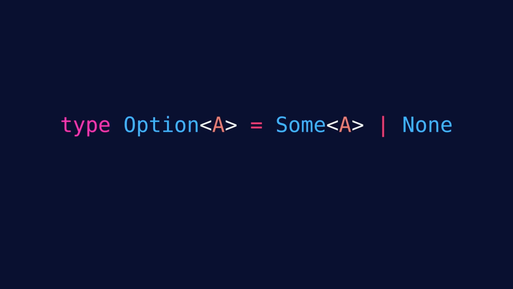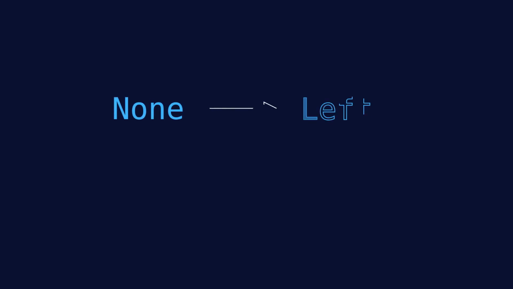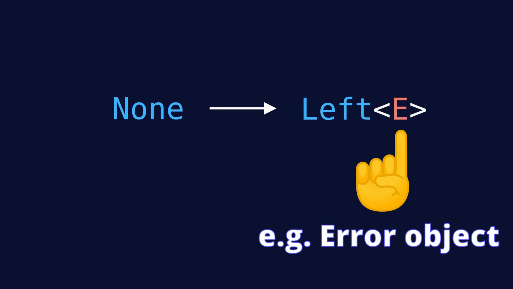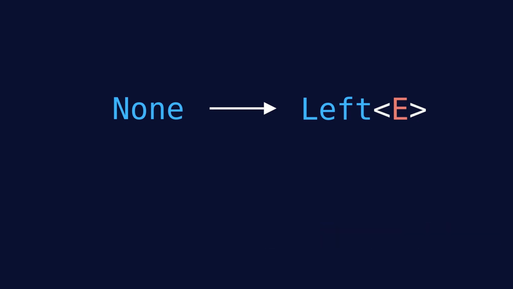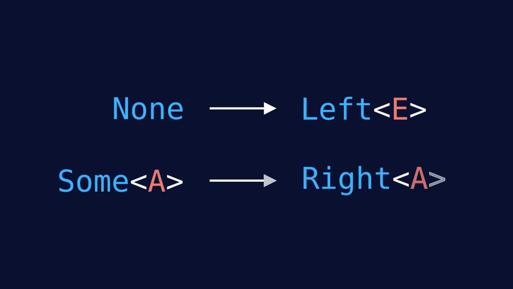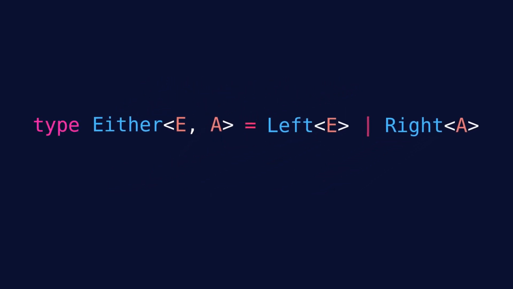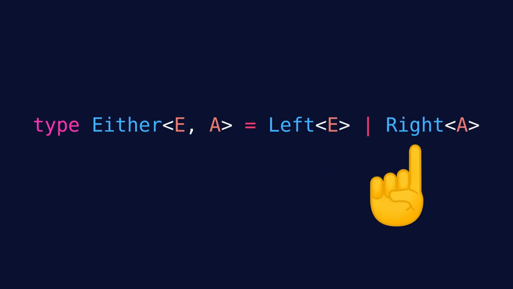To fix this, we need another way to represent failure that carries some data with it. So instead of none, we'll have left E, where E is the data associated with the failure, such as an error object. For naming consistency, we'll also replace some A with right A, but conceptually it's the same thing, just a wrapper around the value of type A. So the result is the either type that can be either left E or right A. Therefore, either E A is defined as a union of left E and right A. That is, whenever you have an either E A, you either have left E or right A.